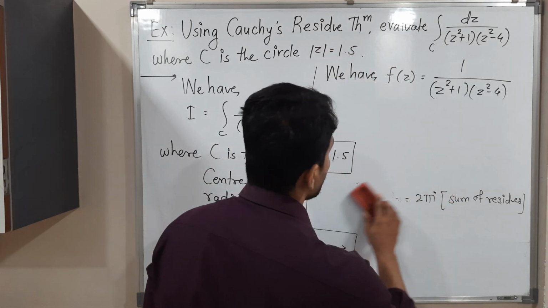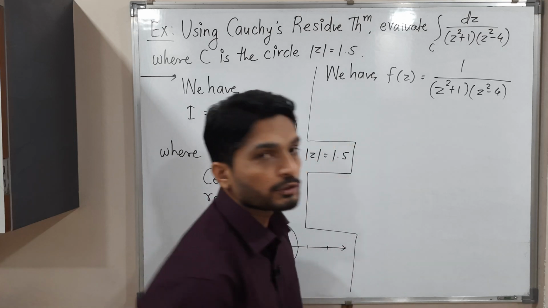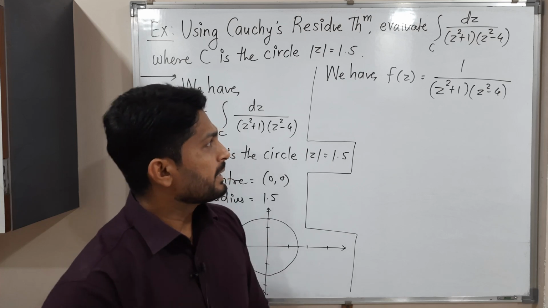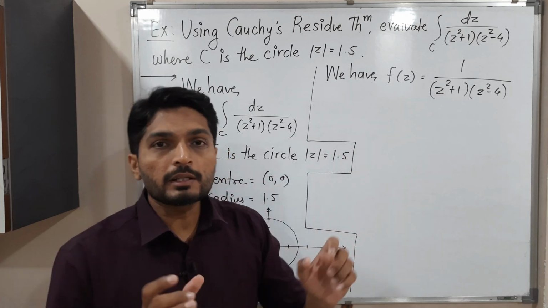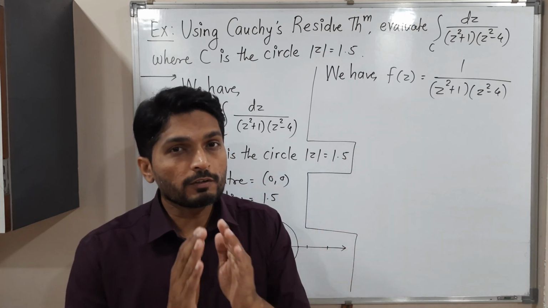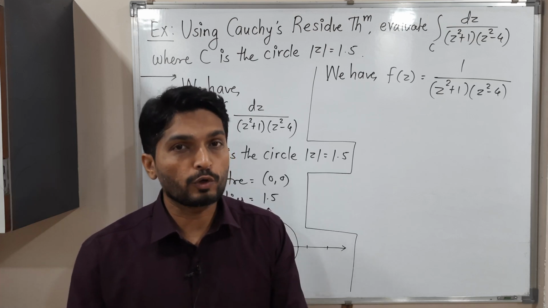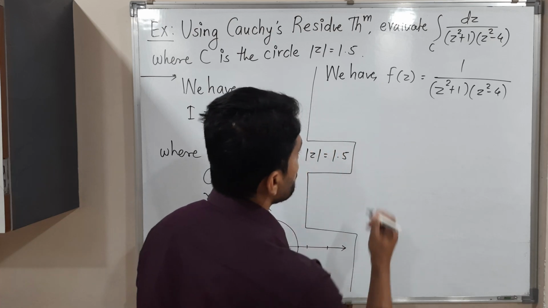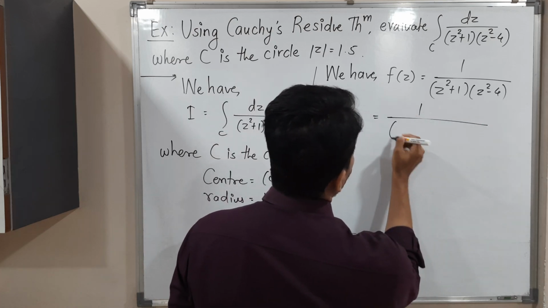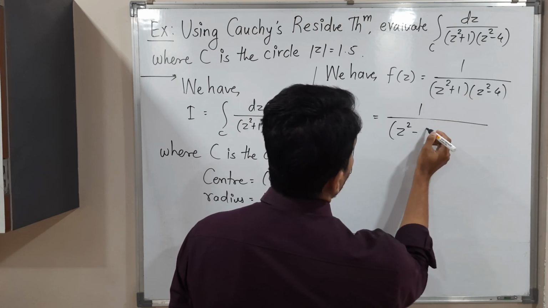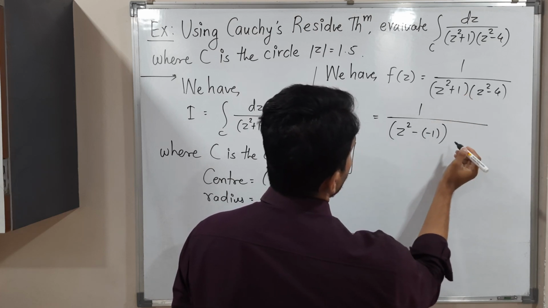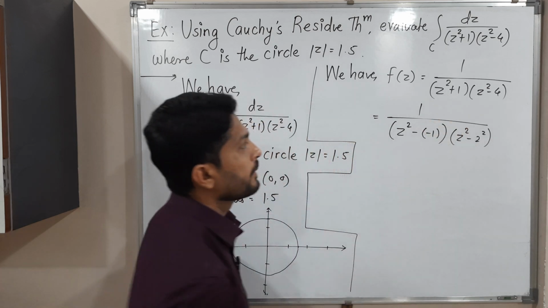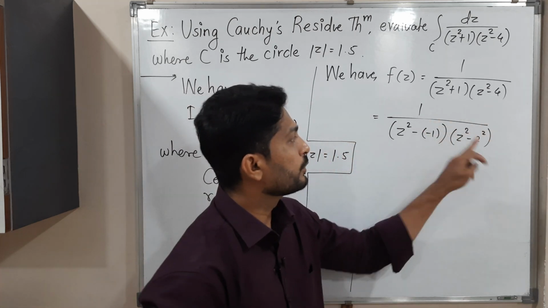Our first task is to find the singular points, that means points where the function is not analytic. In simple language, where the denominator is 0. But the problem is that in the brackets they have given polynomials of degree 2, so our first task is to find the factors of the denominator. Some adjustment is needed: 1 upon z square plus 1, I am writing minus 1 minus minus 1, and z square minus 2 square, since 4 is nothing but 2 square.